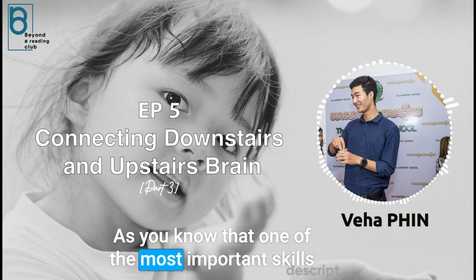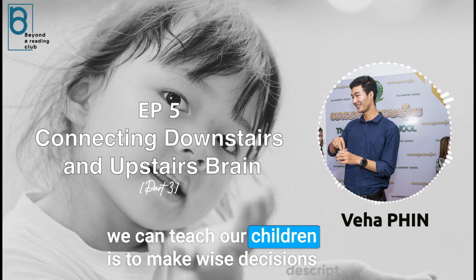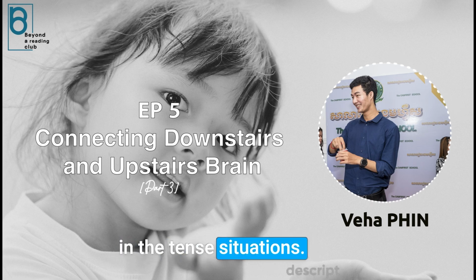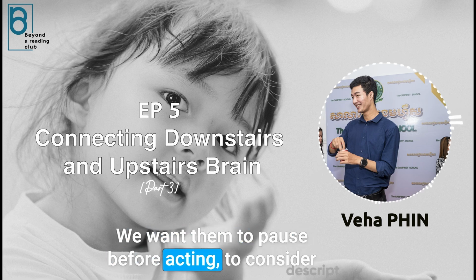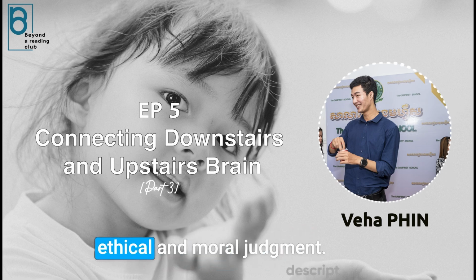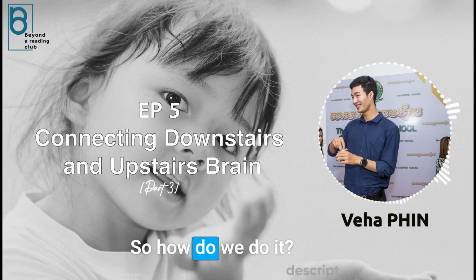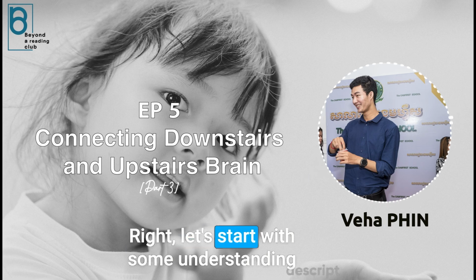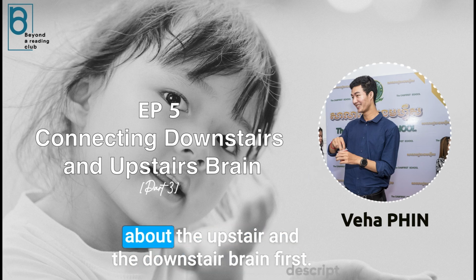As you know, one of the most important skills we can teach our children is to make wise decisions in tense situations. We want them to pause before acting, to consider the consequences, to be considerate, and to make ethical and moral judgment. So how do we do it? Right. Let's start with some understanding about the upstairs and the downstairs brain first.